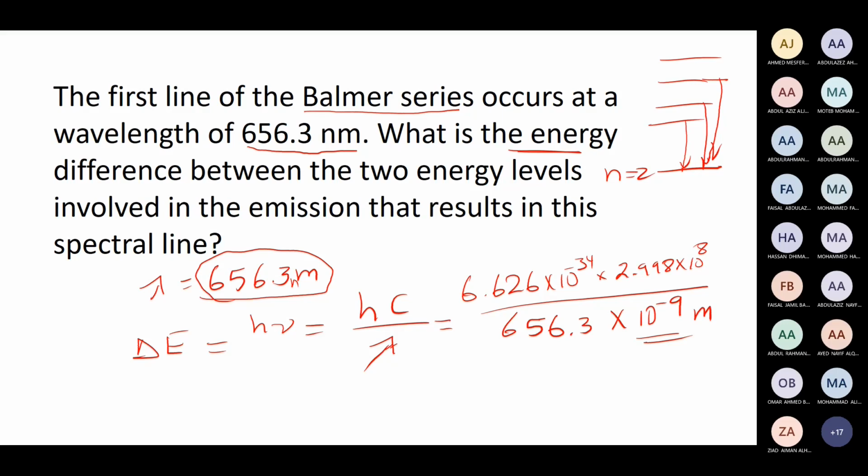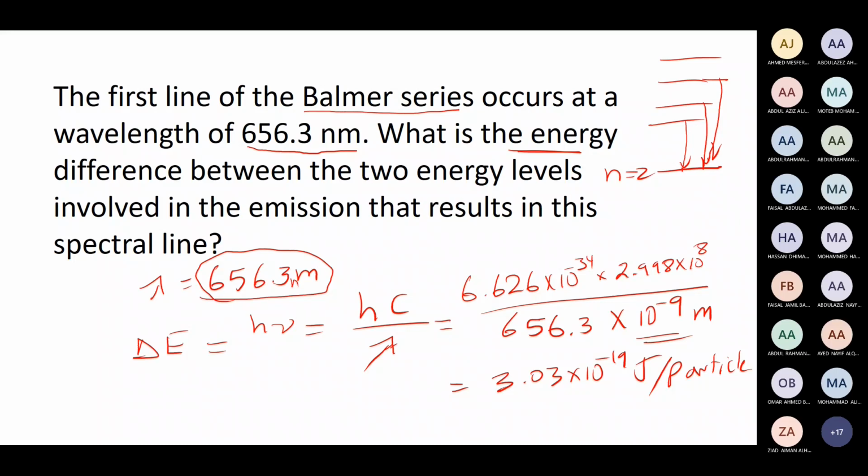Okay, what's the energy? 3.03 times 10 to the power minus 19 joule per what? Per particle. If I want it per mole, what should I do? Multiply by Avogadro's number. Exactly, multiply by Avogadro's number and you'll get it per mole. Clear? Good. Next.